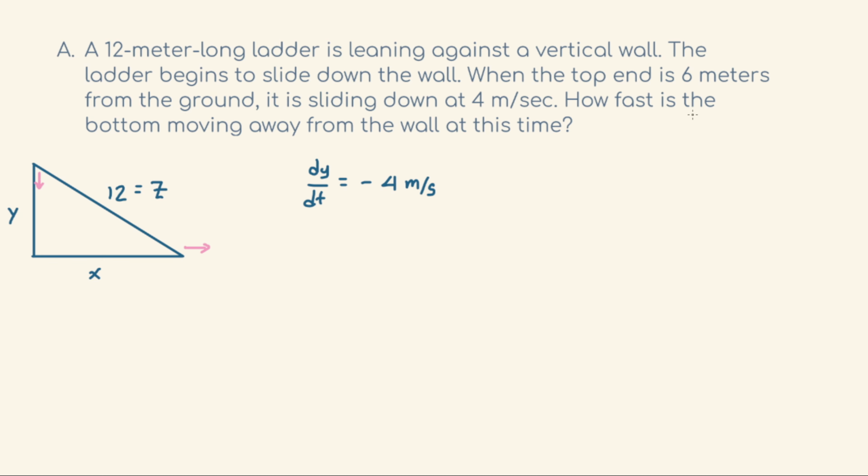Now, what are we looking for? We're looking for how fast the bottom is moving away, so how fast this length here, this x, is increasing, when the top end is 6 meters from the ground. So we're looking for dx over dt equals what? When y equals 6.